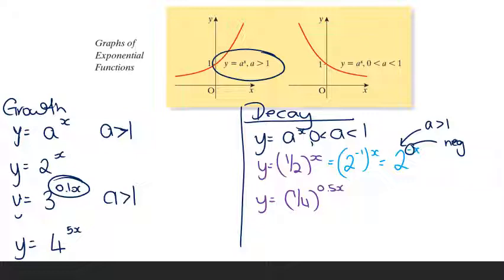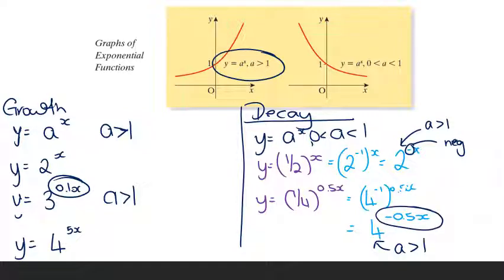If we look at y equals a quarter to the power of 0.5x, again, we can write a quarter as 4 to the power of minus 1. So that leaves us with 4 to the power of minus 0.5x. So here, our base is greater than 1, which is fine, but also you can write it with a negative coefficient.